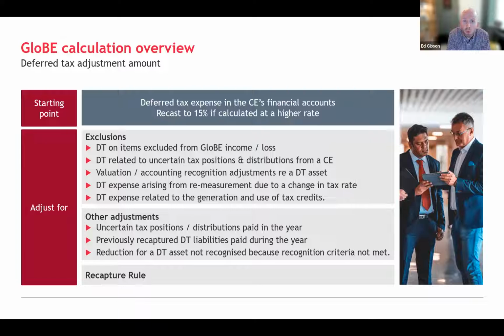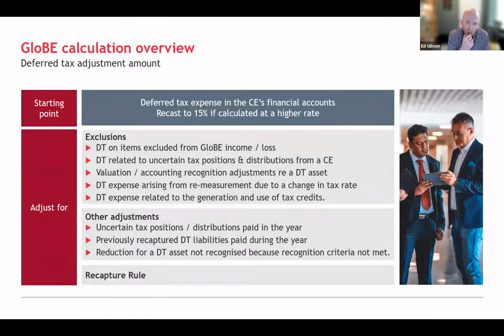But then, really importantly, that needs to be recast using a rate of 15% rather than the statutory rate in the territory in question. So in the UK, obviously, there's a 25% rate. Most people's deferred tax will be calculated using that 25% rate, unless in a particular industry or if there are particular fact patterns. That then all needs to be recast using a 15% rate. So the local country rate has no impact. If the local country rate is below 15%, you don't uplift it, you just leave it as it was.